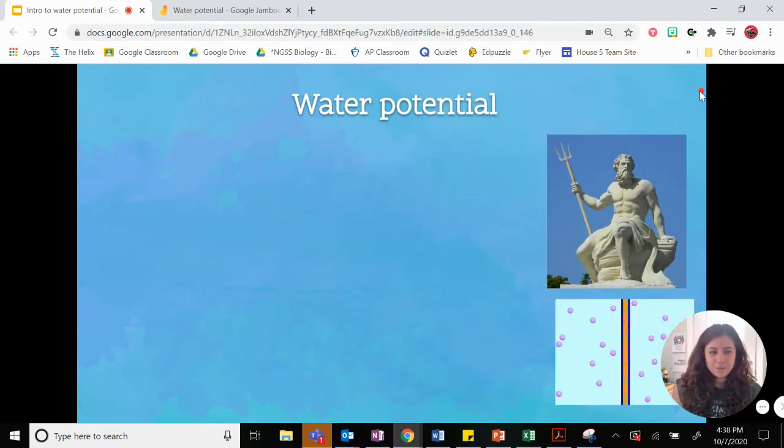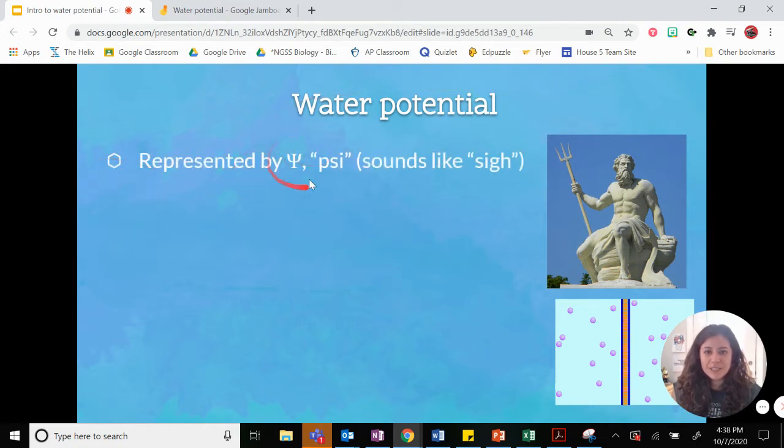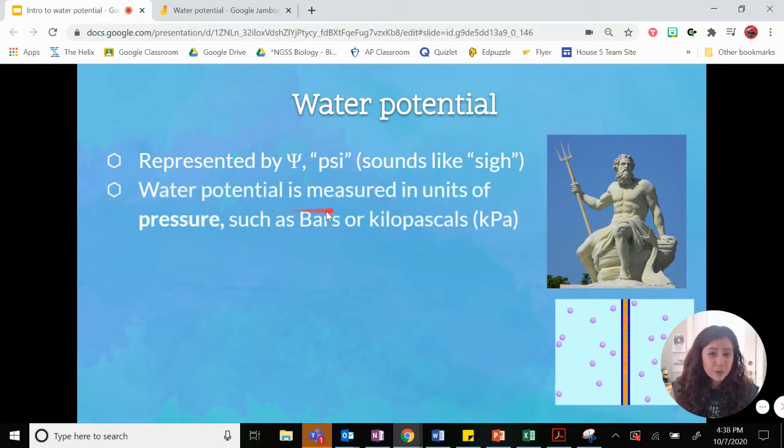Okay, so water potential, it's going to use this symbol called psi. It looks sort of like a trident. The symbol is actually named for Poseidon, who's the god of the sea. So this is spelled PSI, but you pronounce it like psi. And we measure water potential in units of pressure, such as bars or kilopascals, because remember we have like that membrane, and you can imagine that water pushing against the membrane. So that's why we measure water potential in bars or kilopascals.